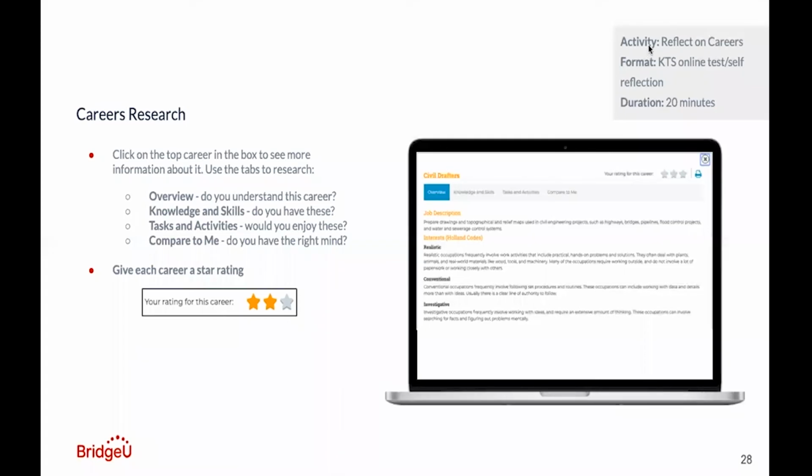Now it's time to look at the careers that interest you in a bit more detail. Click on the career to see more information about it, and then use these tabs to go through your research. The overview will make sure that you have an understanding of what that career involves. Knowledge and skills are the types of things that you're going to need to be successful in this career. Do you already have these, or are you going to have to brush up in some of those areas? Tasks and activities are the types of things that you'll be doing every day in this career. Do you think you would enjoy these?